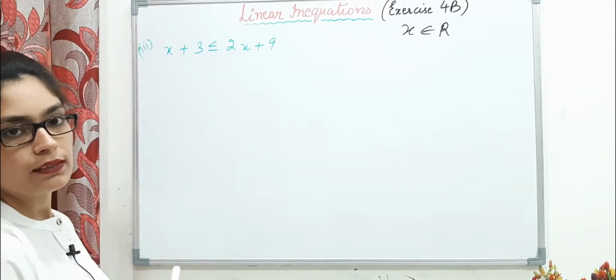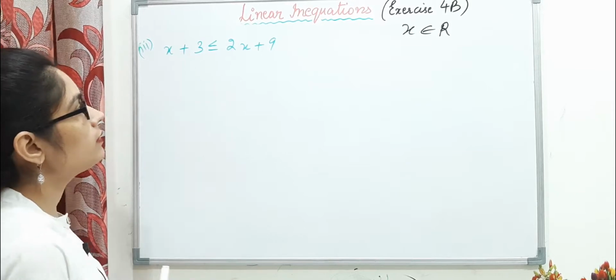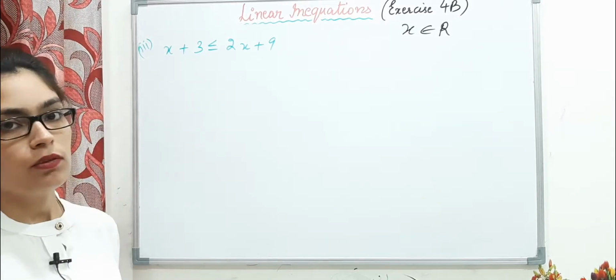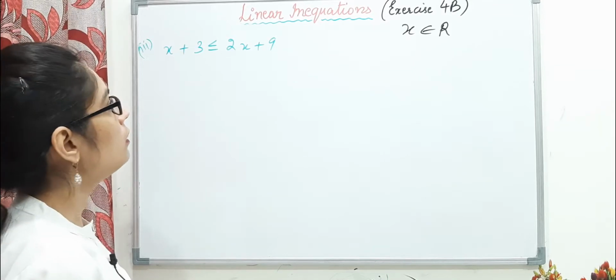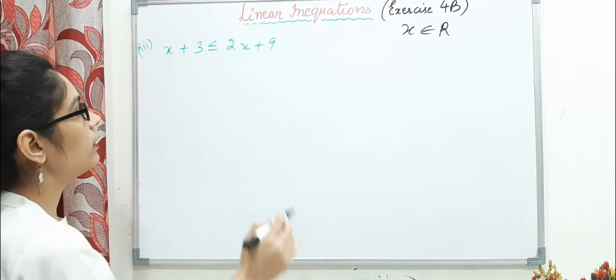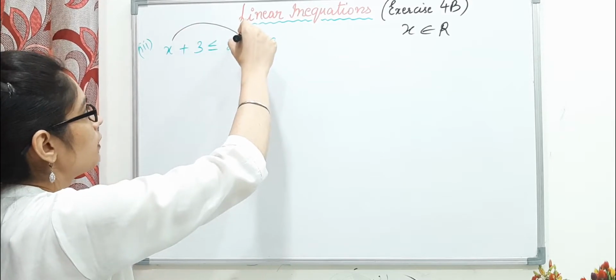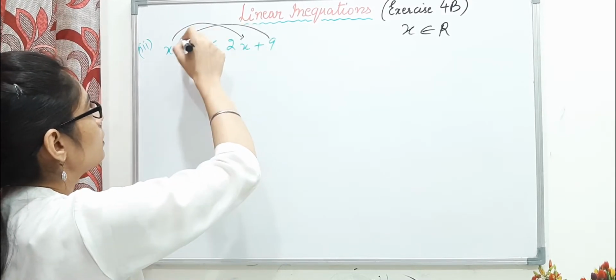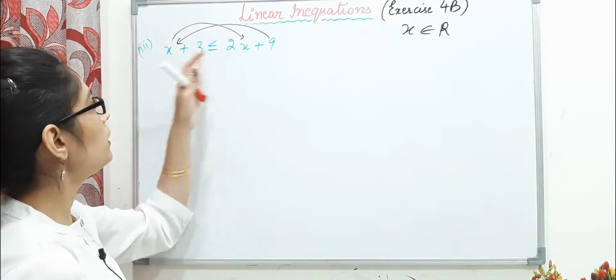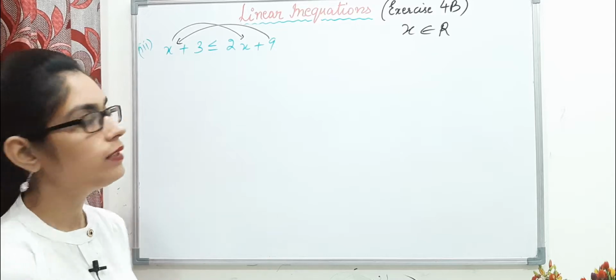In this part it's given x plus 3 is less than or equal to 2x plus 9. First we will find the value of x, then we will plot the solution on the number line. So like terms we will write together. So this x we can shift to the other side and 9 we will shift to this side, because 9 and 3, these two are like terms, 2x and x, these two are like terms.